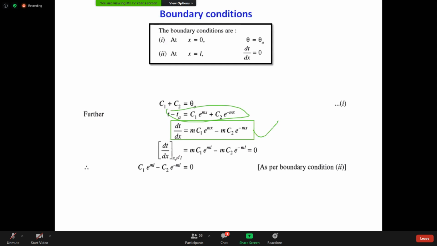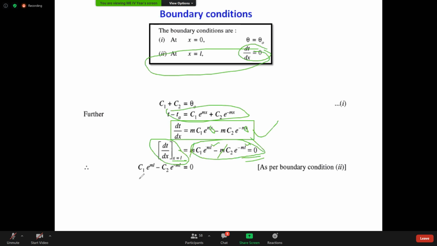dT/dx at x is equal to L means wherever x is present, we substitute L. dT/dx at x is equal to L is equal to 0. This is our boundary condition. In place of x, we put L, here also in place of x, we put L, and equate it to 0. This is the final satisfaction of the boundary condition. What does it mean? m gets cancelled because it is equating to 0 on both sides.